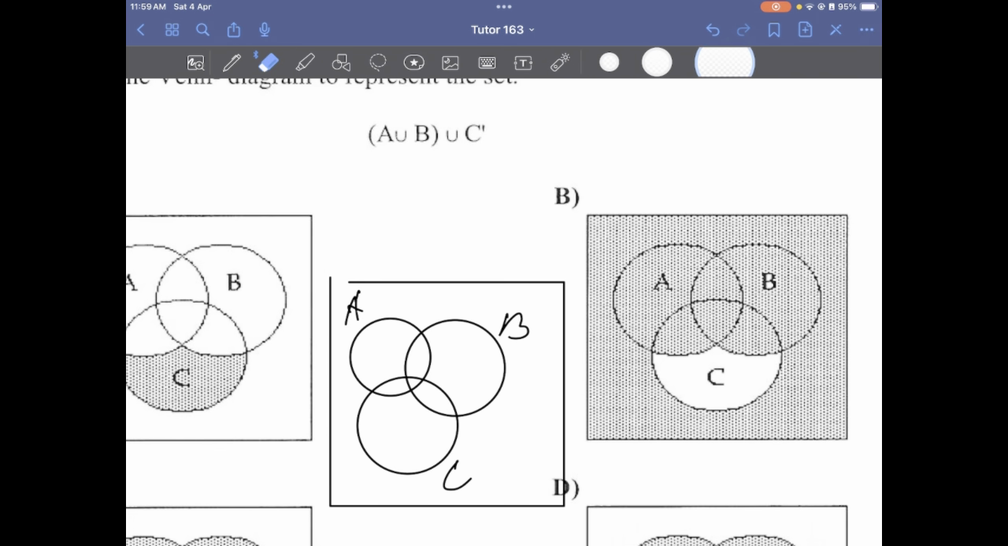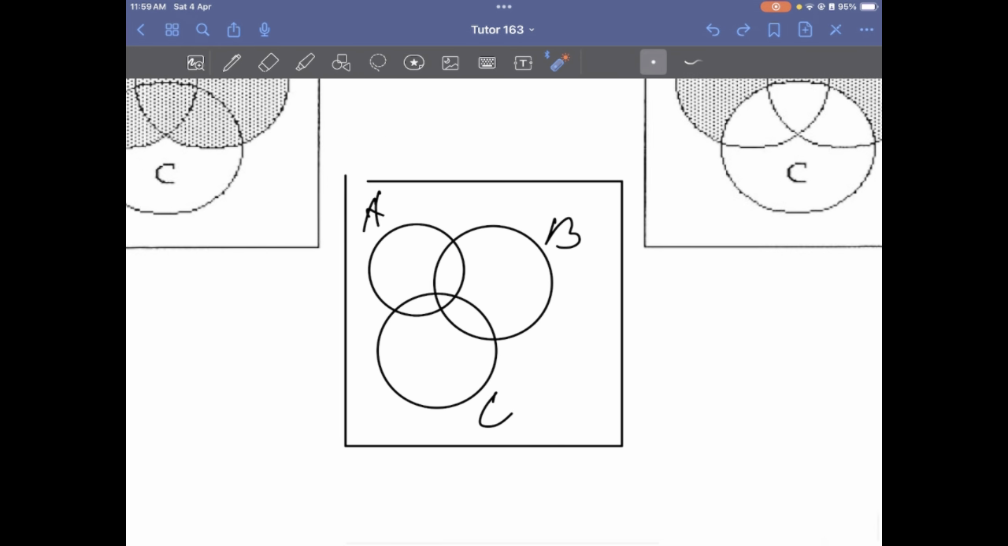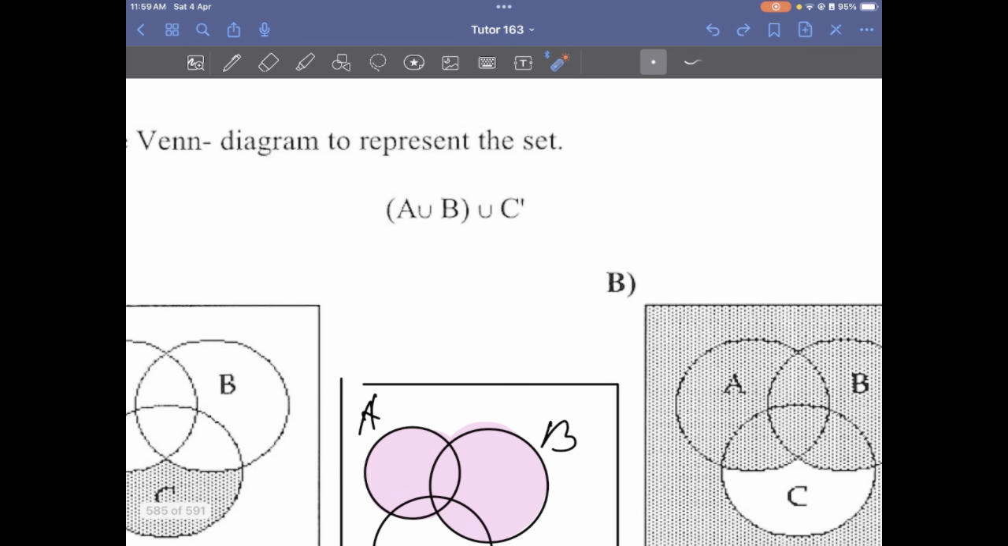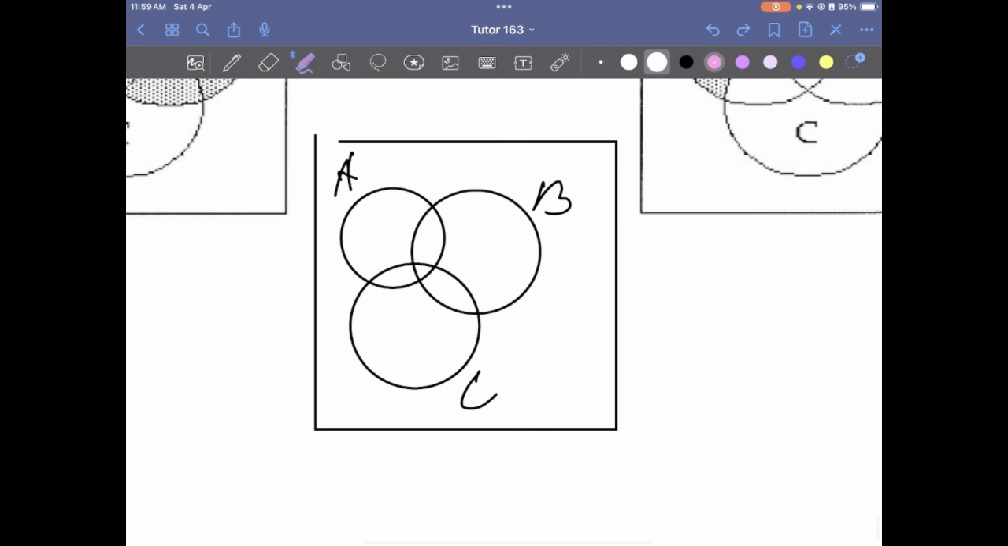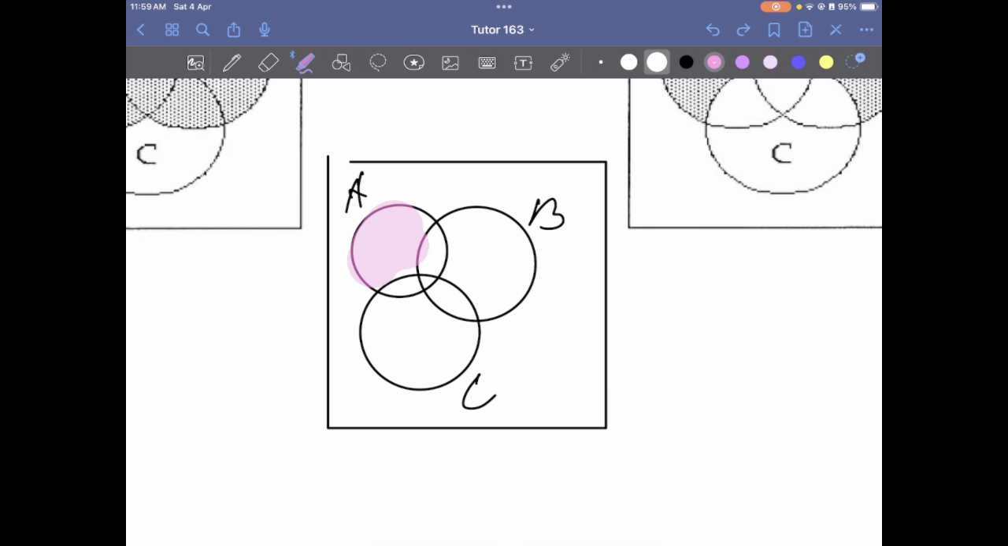So first, let's shade A union B. So this is A union B, right? And this is saying combined with everything outside of C. So now, let's shade everything outside of C on this one. C prime means everything outside of C. So everything outside of C is these areas here.